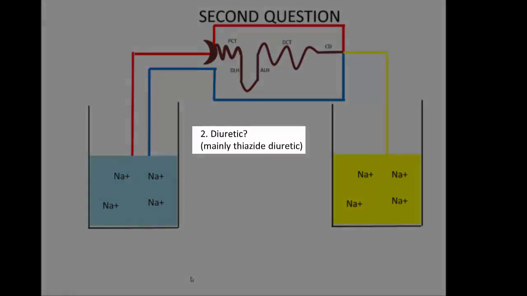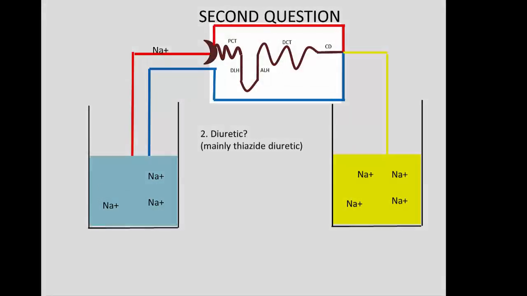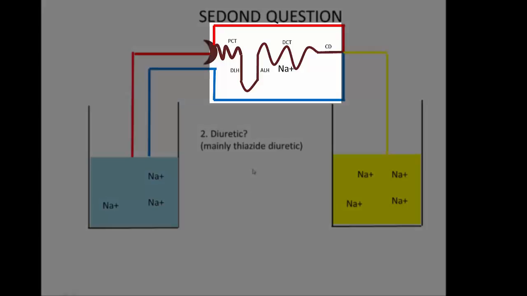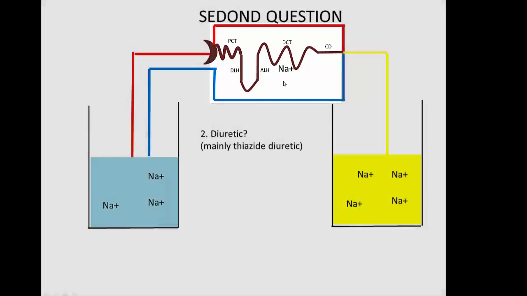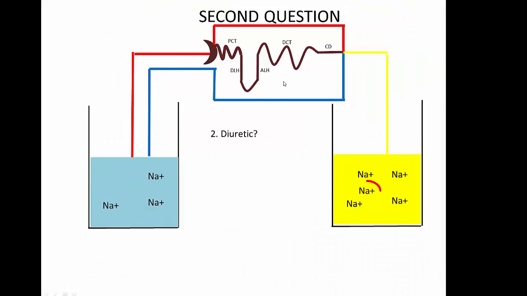The second question is, is Bob on a diuretic? If he is, then the sodium, which is typically reabsorbed in the kidney, will not be reabsorbed, and therefore it will end up in the urine. So what will be our urine sodium typically if you're on a diuretic? And if you said that it would be high, you're correct, because we're going to have more sodium in our sample because it wasn't absorbed in the kidney.